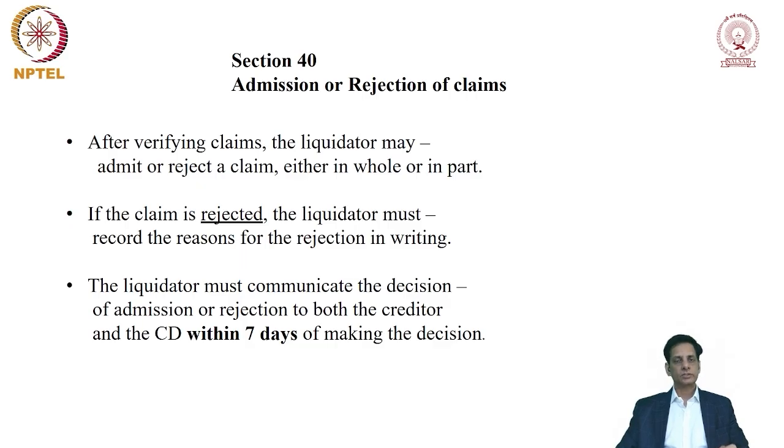This section gives a phenomenal flexibility where the liquidator may partly accept your claim and partly reject your claim, or he may wholly accept or wholly reject your claim. But if the claim is rejected, the liquidator shall give his reasons in writing. The liquidator must communicate the decision of admission or rejection within 7 days of making the decision to every claimant.